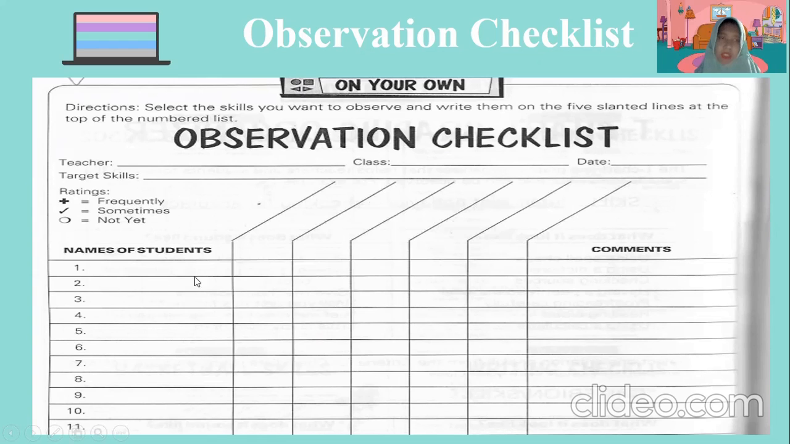if Reza frequently uses skill number 1, number 2, and 3, I put a plus in column 1, 2, 3. And if Reza didn't use skill number 4 and number 5, I put a circle, and here I also put my comment. So this is how you create your own observation checklist.